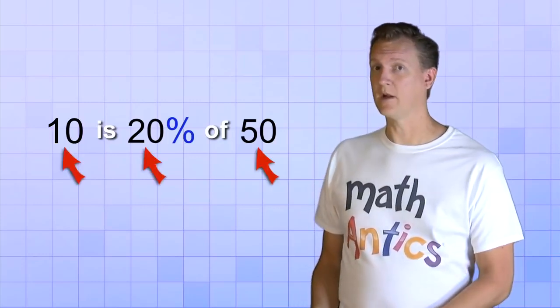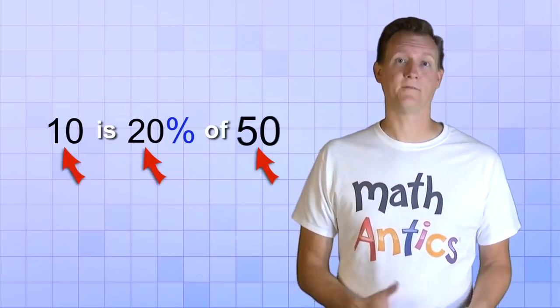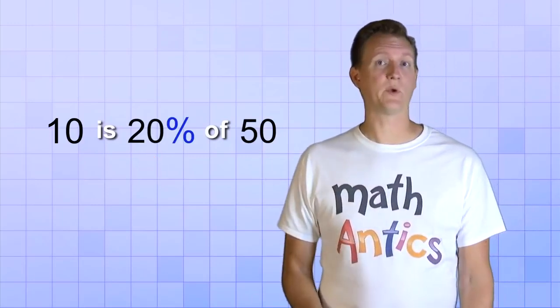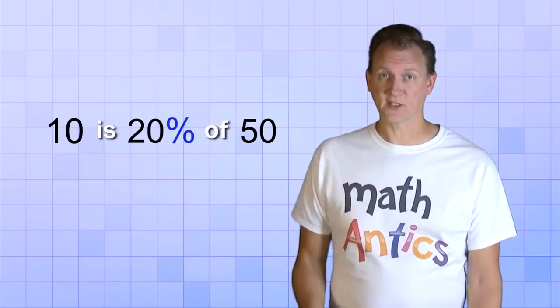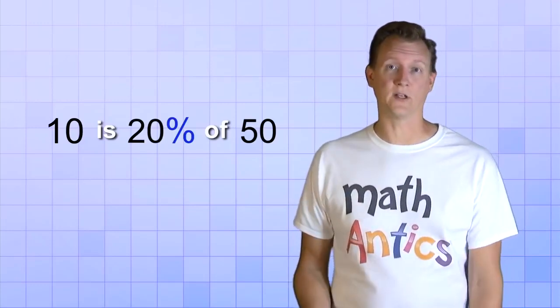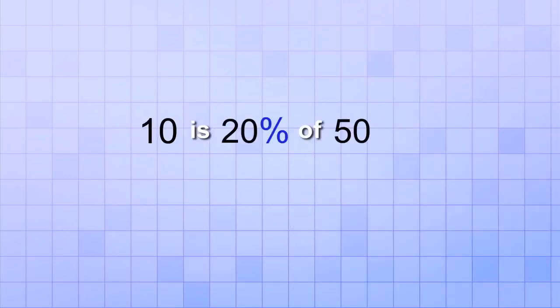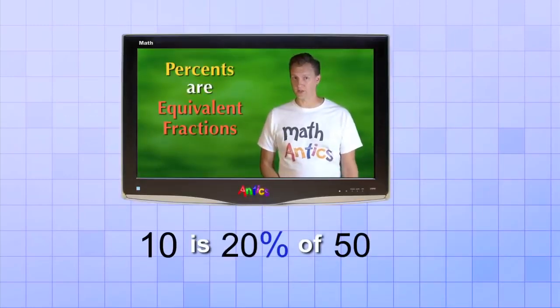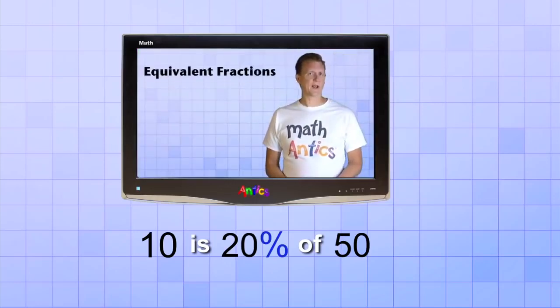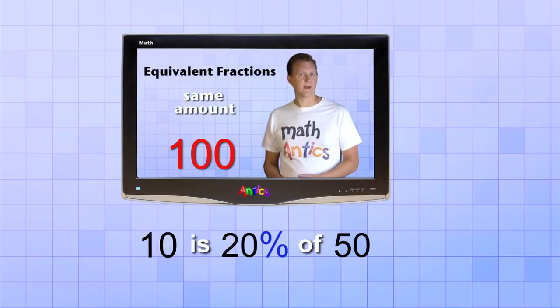Notice that there's three different numbers in it, 10, 20, and 50. And that's because a percentage is really a relationship between three numbers. Well, actually it's a relationship between four numbers, but the fourth number is always 100, so you always know it. To see what I mean, think back to our video about percents and equivalent fractions. In that video, we learned that a percent is really an equivalent fraction that has 100 as the bottom number.